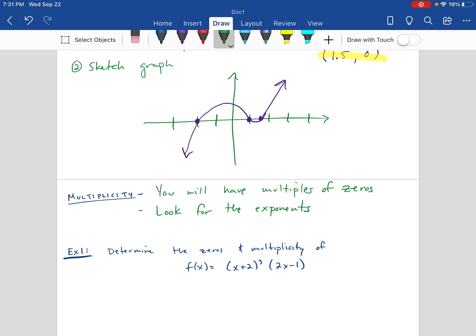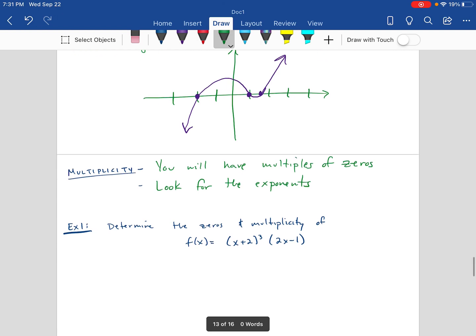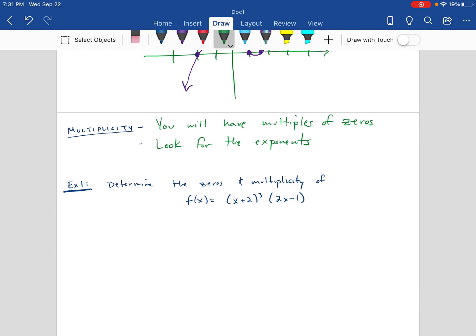Okay, so we're going to do a couple examples where we have to find the multiplicity. Example 1, we're going to determine the zeros and the multiplicity of f(x) = (x + 2)^3 (2x - 1). Now you need to find the zeros, which is what we just did. So you need to identify those zeros and then find the multiplicity. The first step to this is the first step to finding zeros when we're graphing. So I'm going to identify my zeros. It is the same step that we did before.